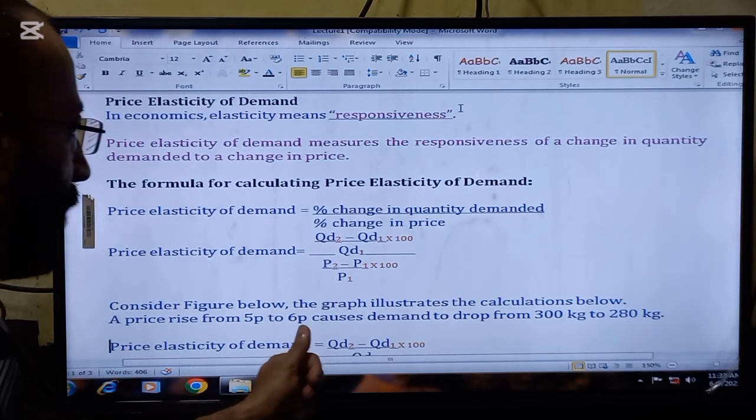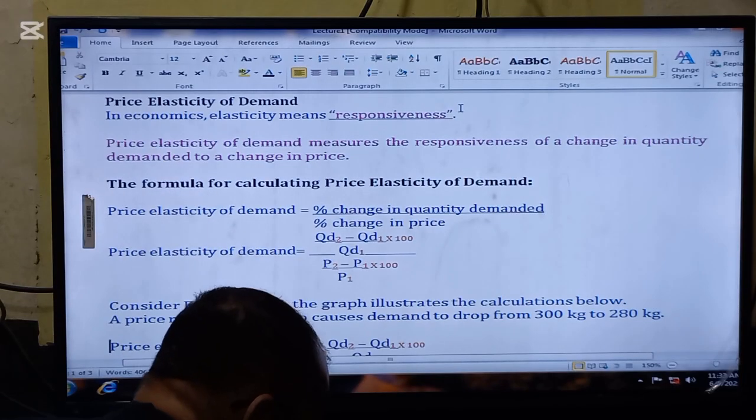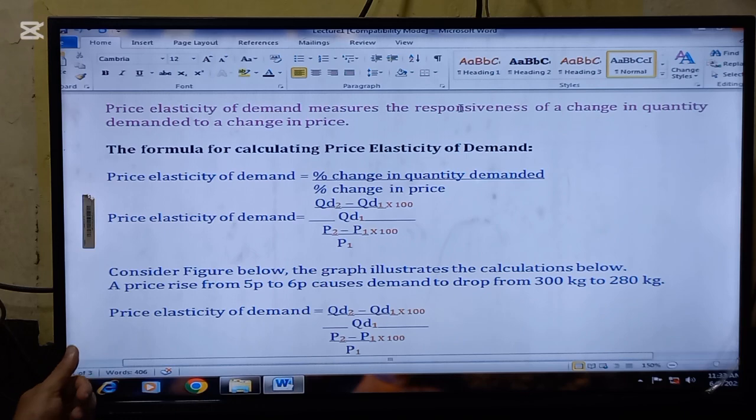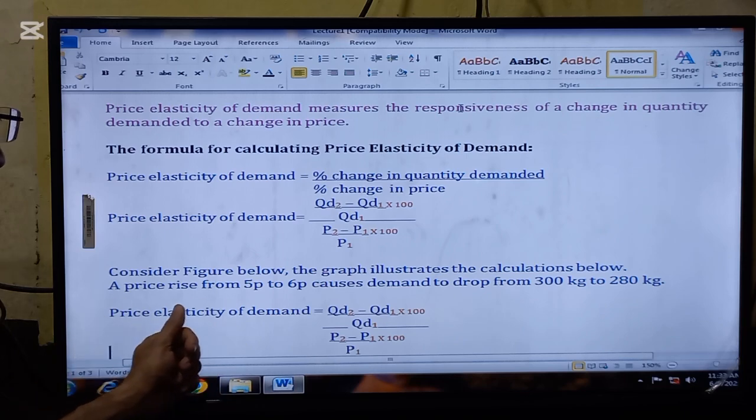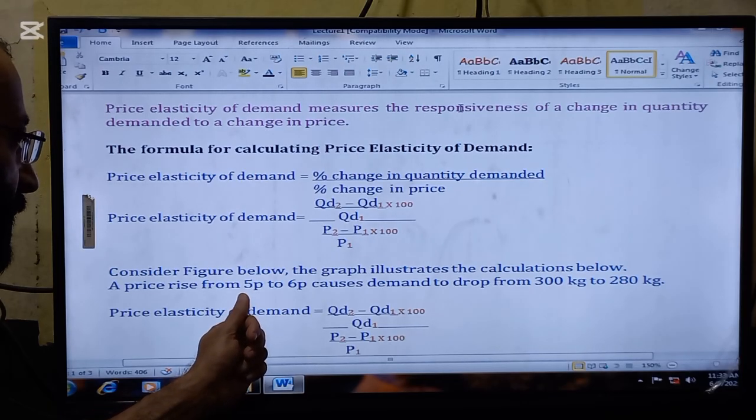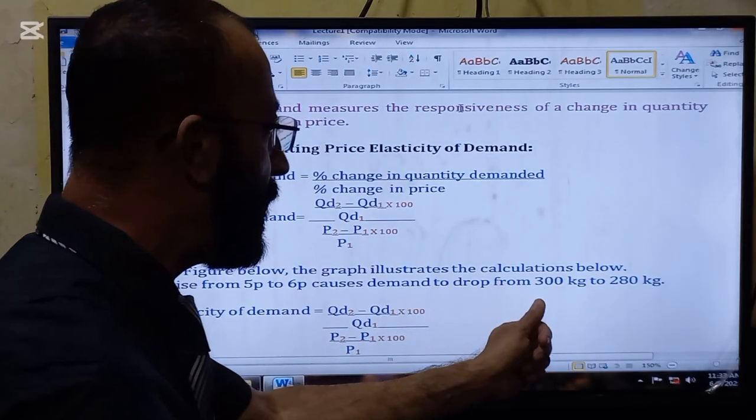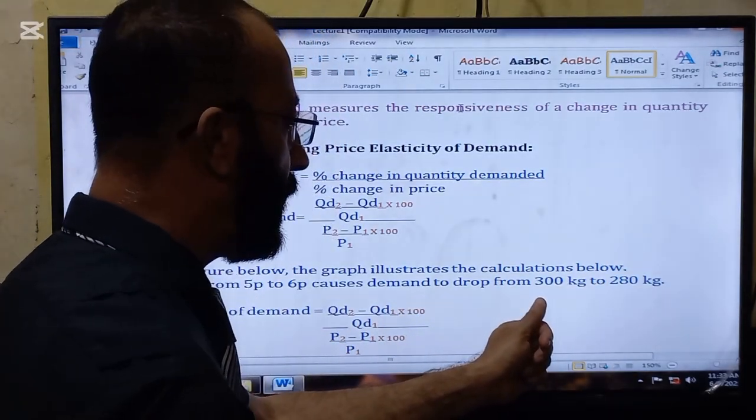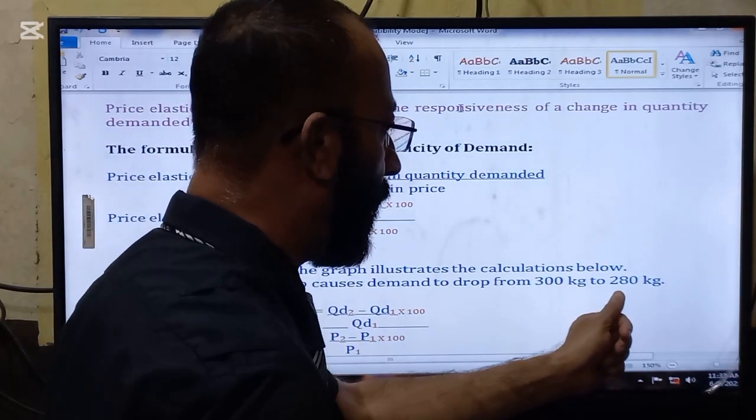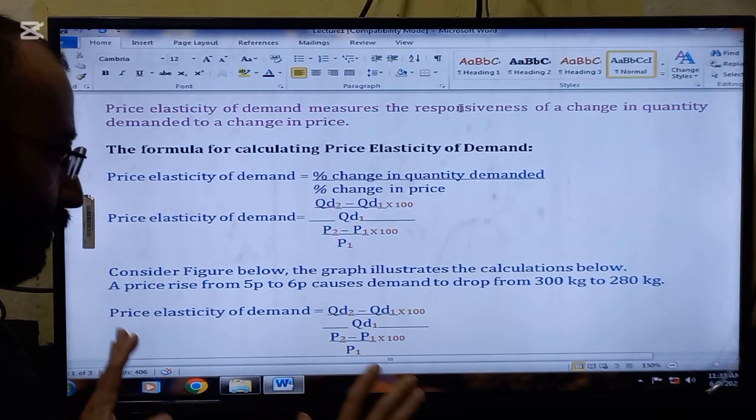Consider the figure below. The graph illustrates the calculation below. And here is an example that will make your concepts more clear, that is how we calculate the price elasticity of demand. For example, a price rise from 5 pence to 6 pence. So it means the original price was 5 pence and the new price is 6 pence, causing demand to drop from 300 kg to 280 kg. It means the original quantity was 300 kg and the new quantity is now 280 kg. So 1 stands for the original and 2 stands for the new one.